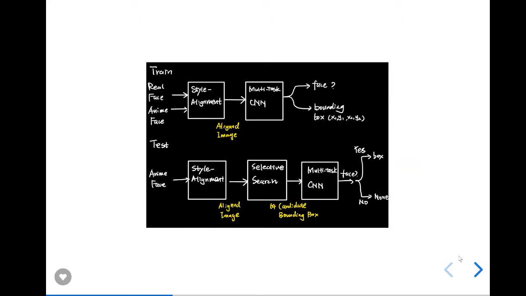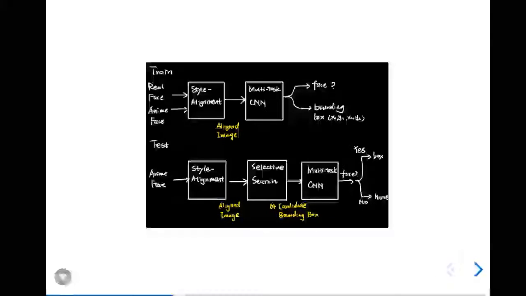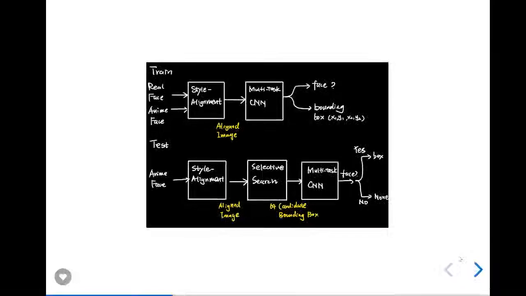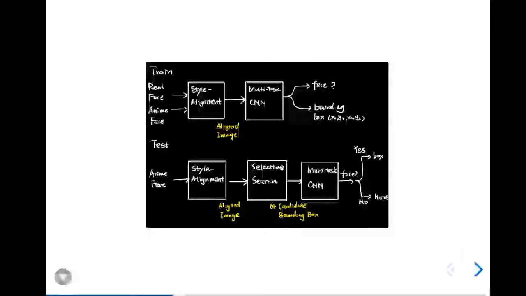Part 2, overall structure. This is the picture of our overall training and test process. For the training part, we use real human faces and animation faces to do style alignment, transfer them into sketches of a similar style, and do multitask training to train the model to predict whether there is a face or not, and to do bounding box regression.